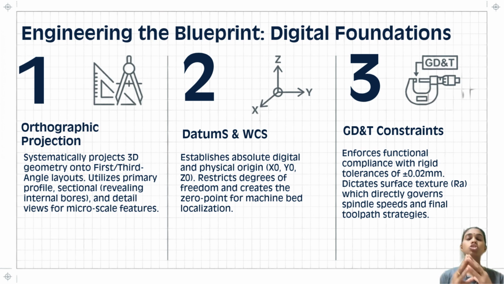Third is geometry, dimension, and tolerance constraint, which define the tolerance and surface finish requirements to ensure the final component meets the required quality and precision. Together, these three elements ensure the CNC machining process is accurate and reliable.